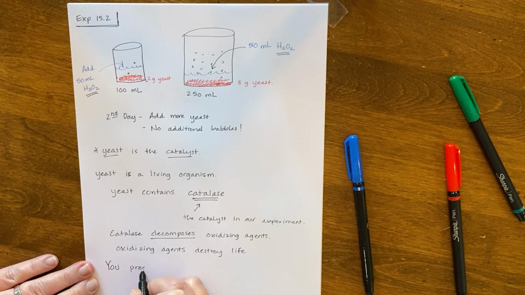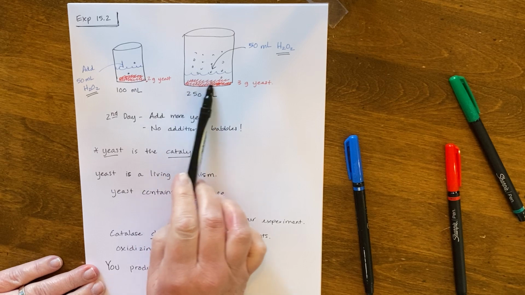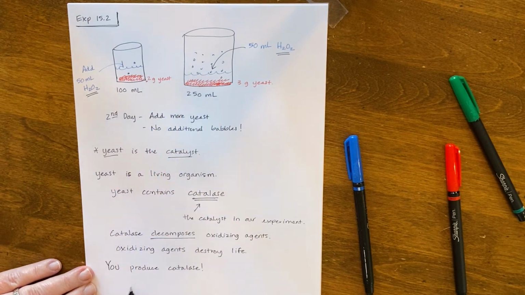You produce catalase. And again, it's a good thing you do because it keeps the oxidizing agents in check so that our life can continue, okay? And it also explains why hydrogen peroxide, just like it caused the yeast to make the hydrogen peroxide here decompose and bubble up, that's why when you put hydrogen peroxide on a cut, it also bubbles.